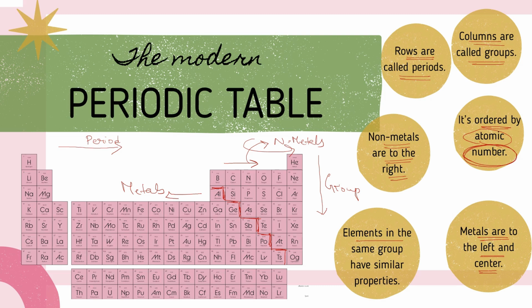Then, elements in the same group have similar properties. For example, sodium, potassium, lithium, rubidium, they all will be having same properties. That is why they are in the same group. Similarly, if you take beryllium, magnesium, calcium, strontium, all these will have similar properties because they are in the same group.